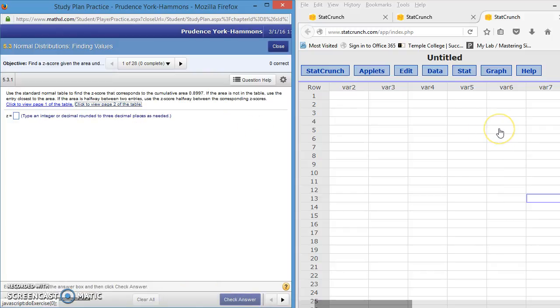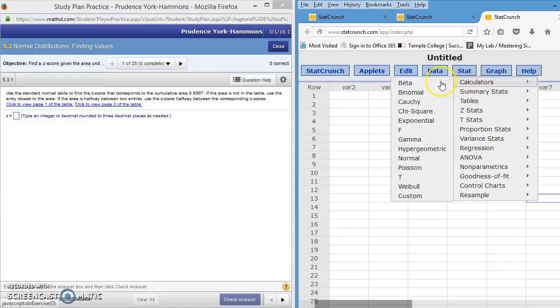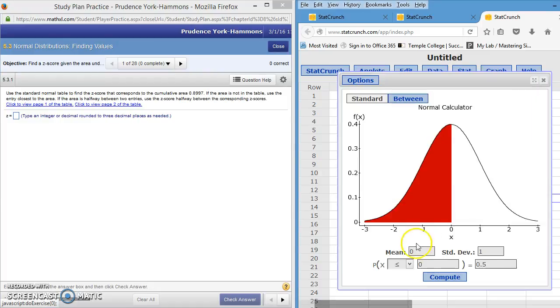But StatCrunch can do the same thing for you, and you use the same table that you've been doing. Because they're asking for z values, we use the standard normal distribution. So when I go to Stat, Calculators, and Normal, I want to be sure that my mean is 0 and my standard deviation is 1. Because when you use a mean of 0 and standard deviation of 1, you will find z-scores. Even though it says x here, these are z-scores.